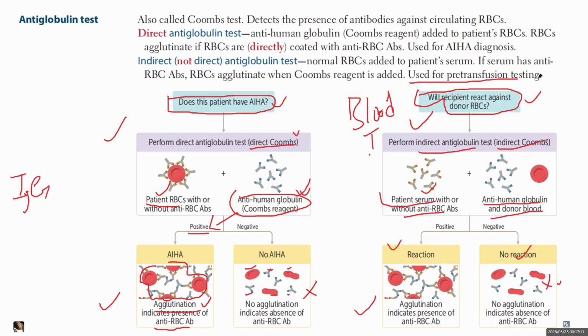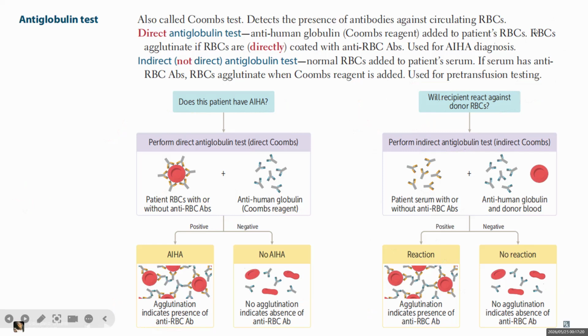Used for the pre-transfusion testing, right? And over here, you see that. The first thing, anti-human globulin is added. Anti-human globulin, which is also known as Coombs reagent, is added to the patient's red blood cells. The red blood cells agglutinate if they are coated with anti-red blood cell antibodies, and this is used for autoimmune hemolytic anemia diagnosis.